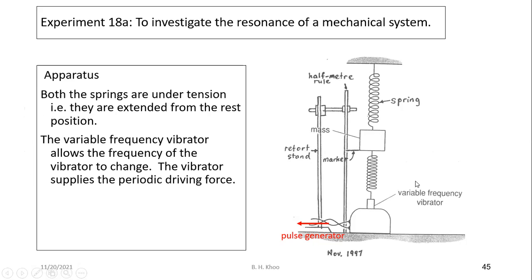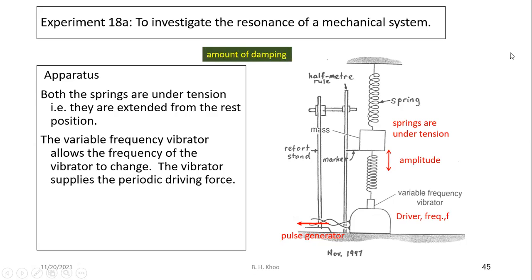How do you change the frequency? You connect the vibrator to a power generator. The power generator is the one that gives you alternating current at different magnitude and frequency. Then you can read the amplitude. So there is your driver. There's your oscillator, the oscillating mass.